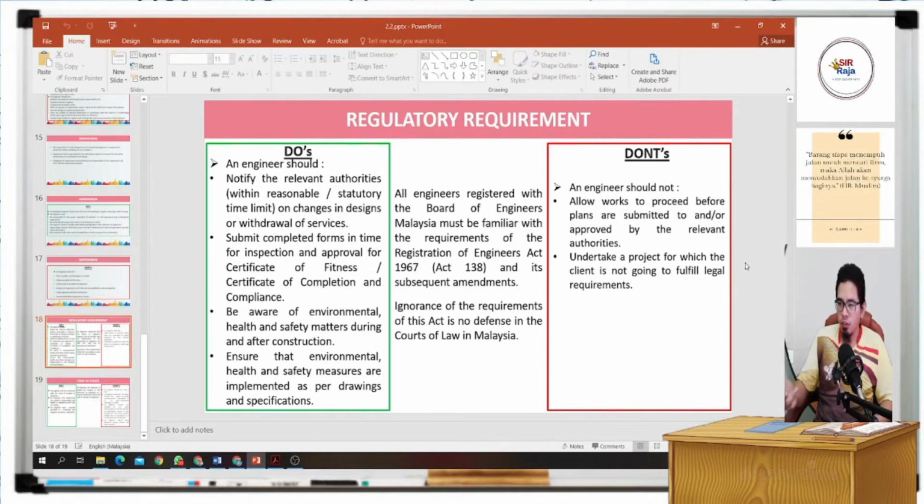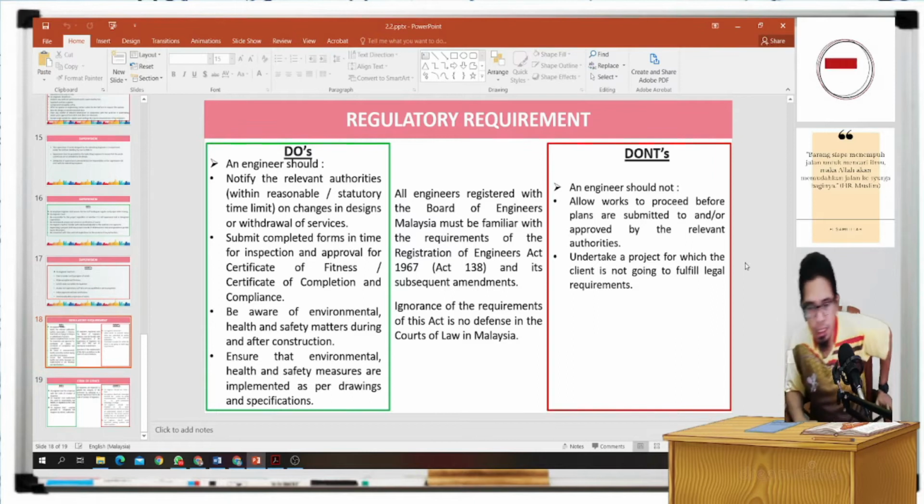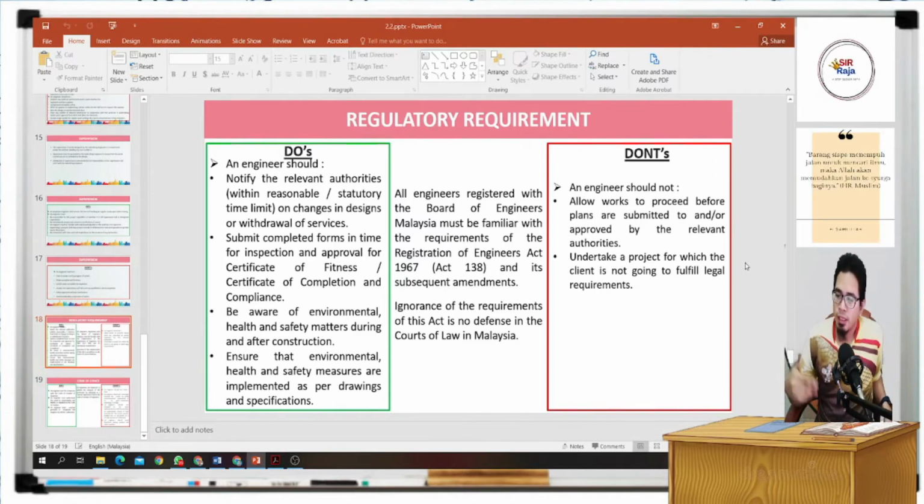The authorities we are talking about are like Majlis Daerah, Majlis Perbandaran, Majlis Bandaraya, and within that we have Jabatan Kerja Raya and Jabatan Pengairan dan Saliran. All these authorities will give you approval, but at the end of the day, the one that is going to check everything and give the final approval is the council, the district council.